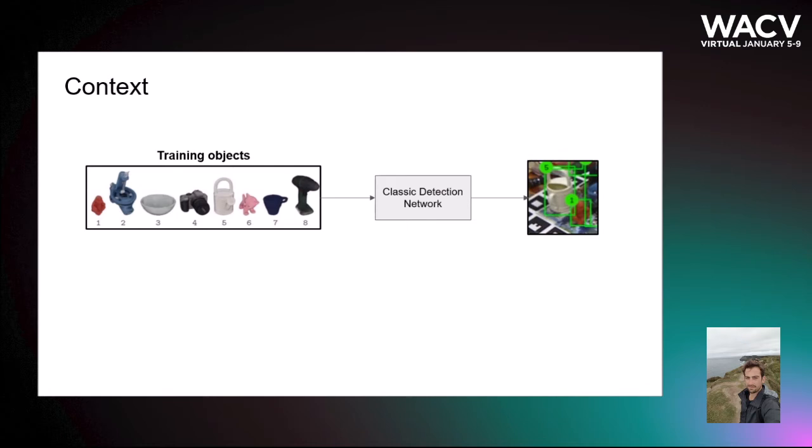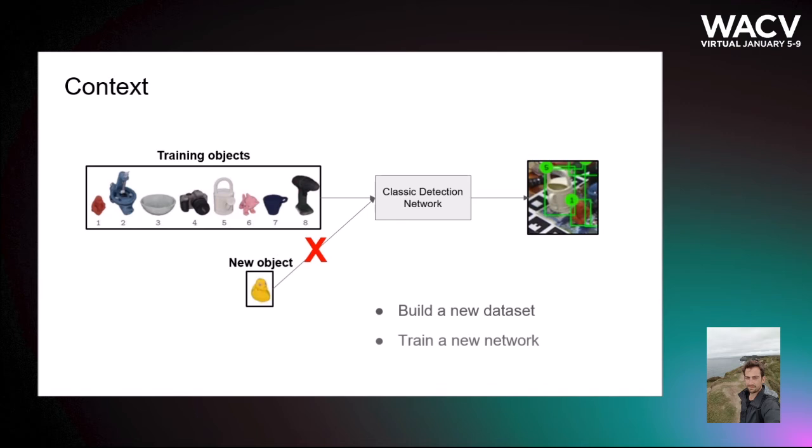A problem for most learning-based detection methods is that they are limited to the set of objects they have been trained on. Testing on a new object is thus not possible, so a new dataset has to be built and a new network must be trained.